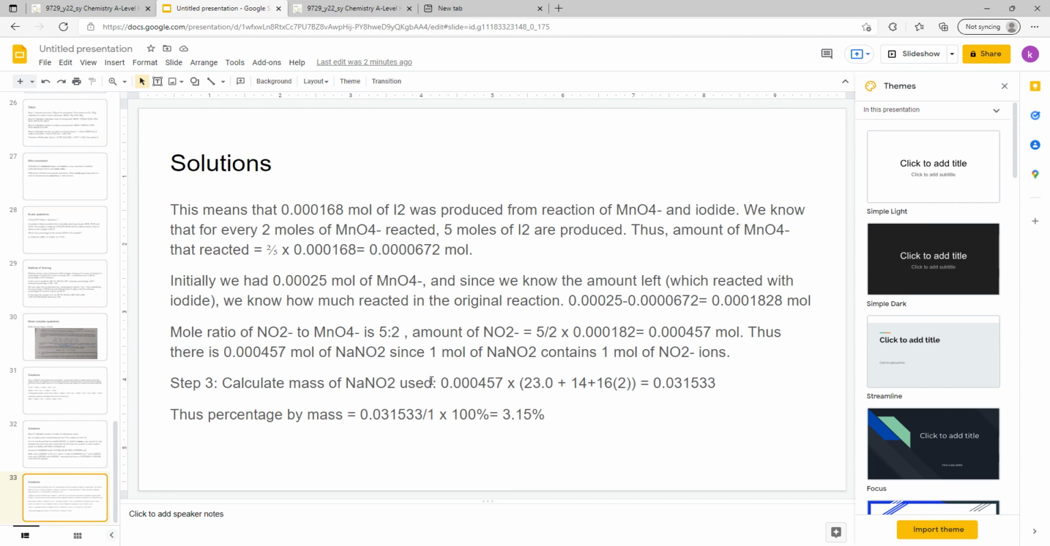Then, knowing how much NaNO2 we have in moles, we can calculate its mass in grams. Simply take mole times the molecular mass, as can be determined from the data booklet, which gives us 0.031533. And since we know that there is 0.031533 grams of NaNO2 in 1 gram of sample, the percentage by mass is 3.15%.